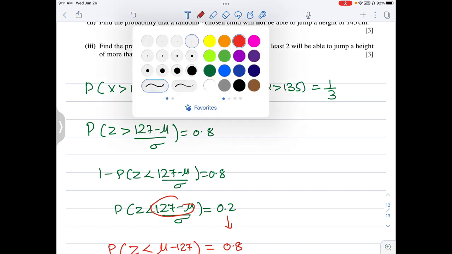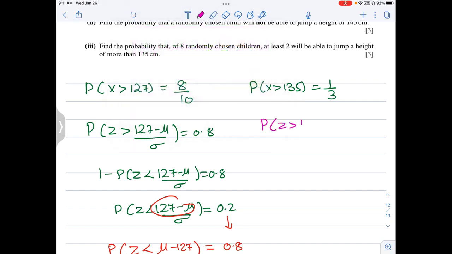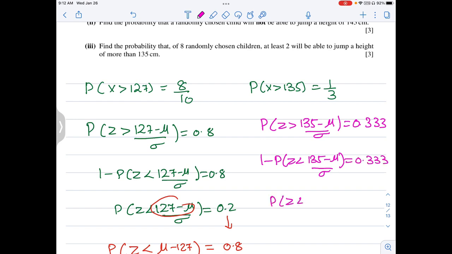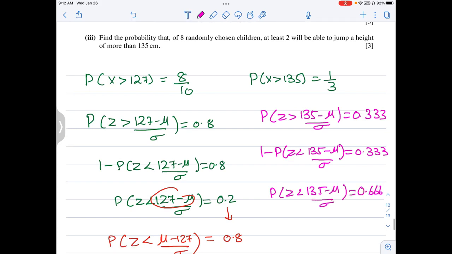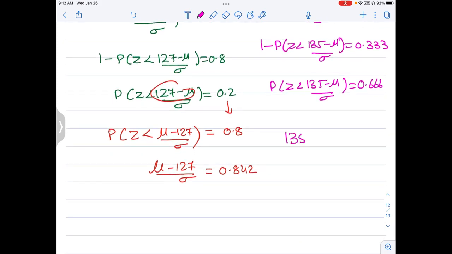Now the next one. P(Z > (135 minus mu)/sigma) = 1/3, which is 0.333. So 1 minus P(Z < (135 minus mu)/sigma) = 0.333. So P(Z < (135 minus mu)/sigma) = 0.666. Directly see this value from the table. It is more than 0.5, so it should be equal to 0.431.